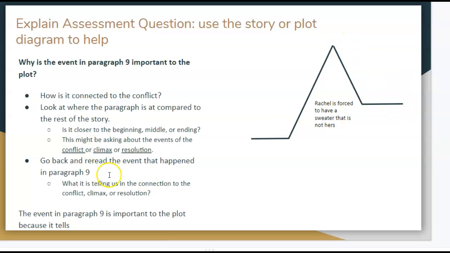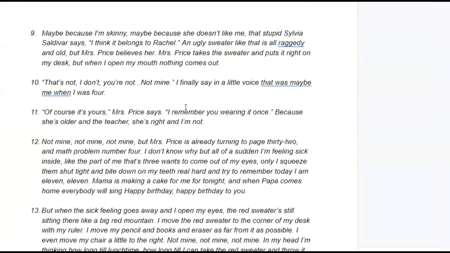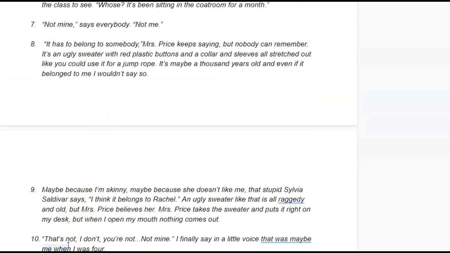So let's go back to paragraph 9 and read. So here it is. And I'm going to read the paragraph before and I'm going to read the paragraph after.